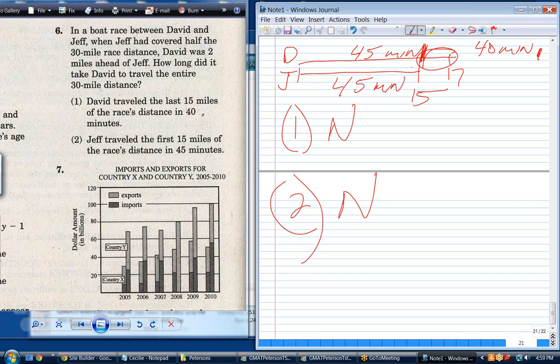Because David can do the first 15 miles in 44 minutes and these 2 miles in 1 minute. Or he can do the 15 in 44 minutes and the 2 miles in 2 minutes. And then the final answer would be 85 or 84 or 83. It could be a number of different things.